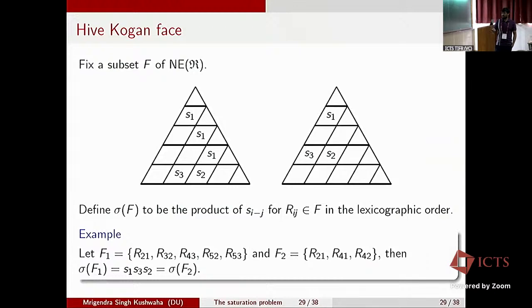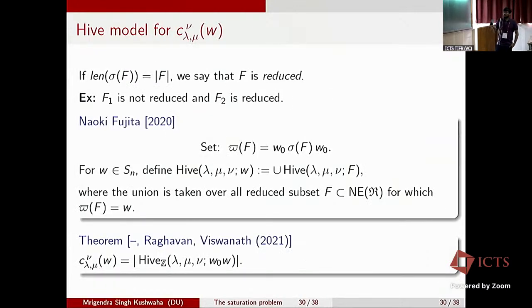For example, suppose F1 is given by (2,1), (3,2), (4,3) and (5,2), (5,3). The product of these is S1 multiplied with S1, which is just the identity. The remaining is S1, S3 and S2. And here also you will get S1, S3 and S2. So different subsets may lead to the same permutation. If the length of σ(F) is equal to the cardinality of F, F is called reduced. You notice that F1 is not reduced, but F2 is reduced.